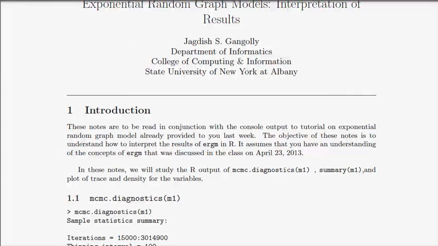I'm reading it verbatim. These notes are to be read in conjunction with the console output to tutorial on exponential random graph model already provided to you last week. The objective of these notes is to understand how to interpret the results of ERGM in R. It assumes that you have an understanding of the concepts of ERGM that we discussed in the class last week. We will study the R output, MC diagnostics, summary, and plot of trace and density plots.